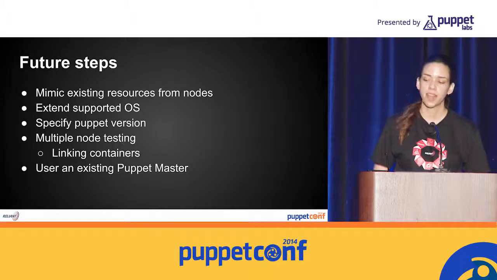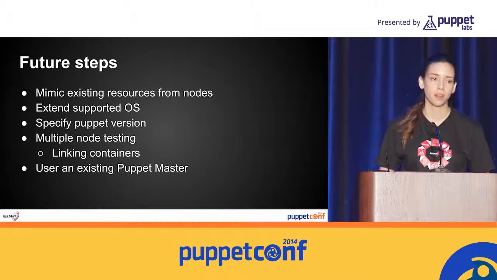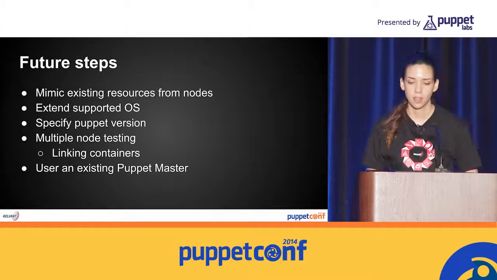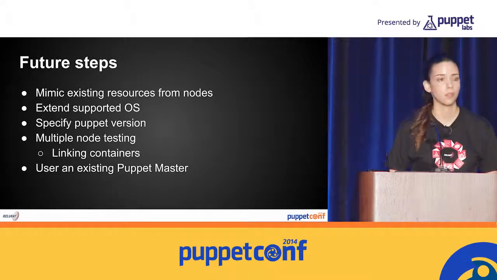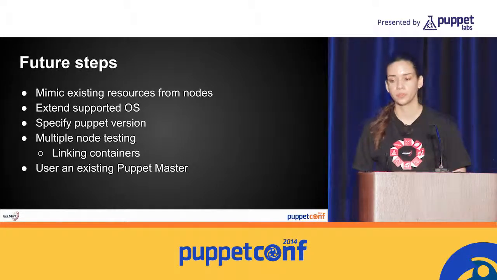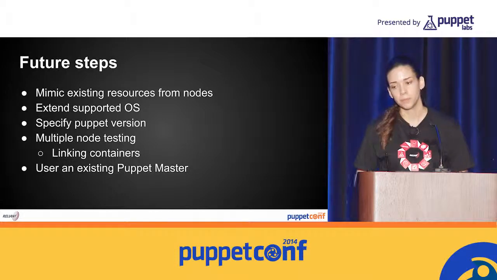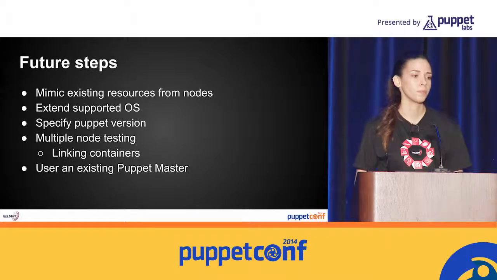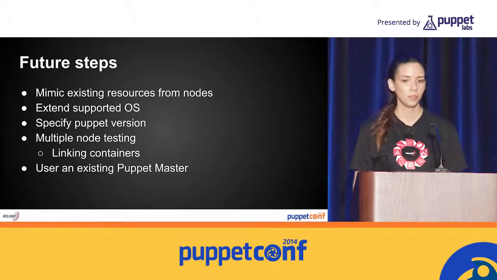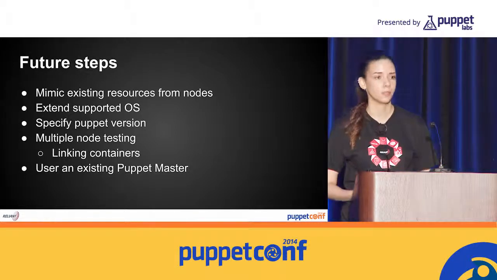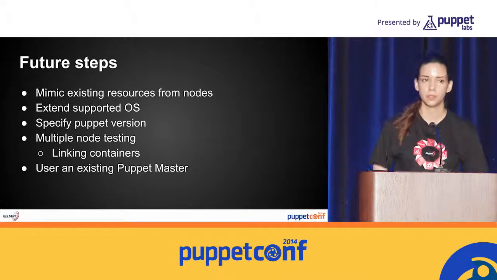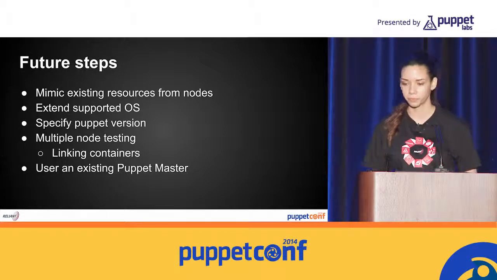So, as I said, Mustique is still a work in progress. It's pretty basic. And we have a huge roadmap, and any feedback is really appreciated. Some of the future steps are copying the resources from an existing node, so we know all the services running, and we can actually mimic the full node. We have to extend the support for operating systems, which for now is only Debian and Ubuntu.